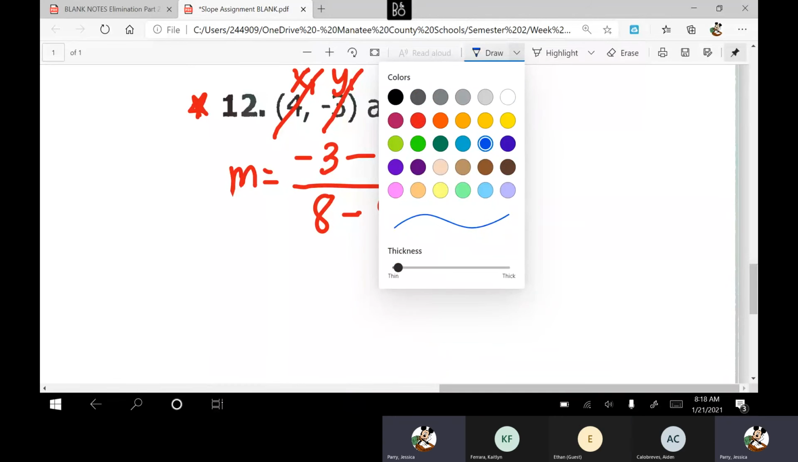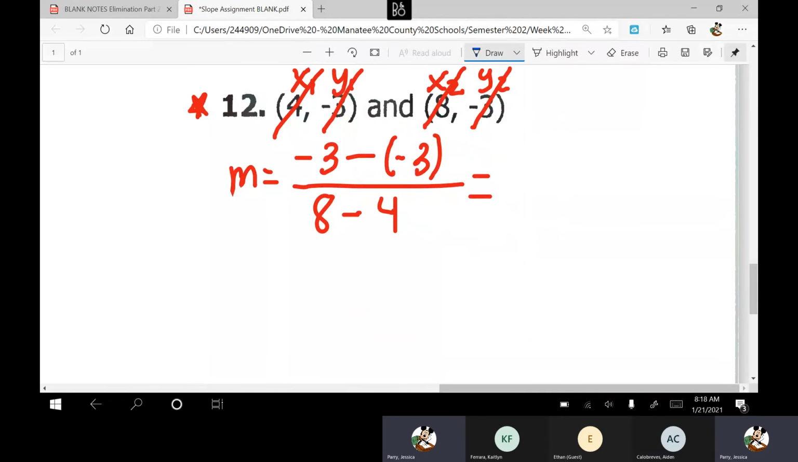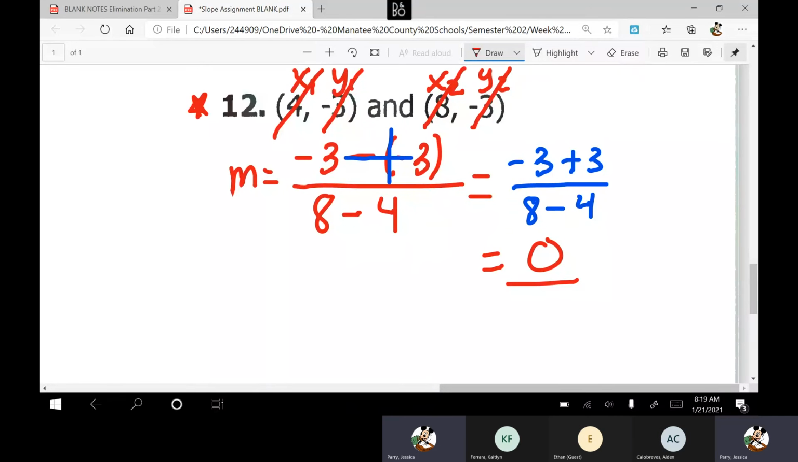Now let's start cleaning up. Let's look up top. We have -3 minus -3. Minus a negative turns into a positive. So I like to do the connect the dots, but if you want to rewrite it, you can. So it would look like this: -3 plus 3 over, and then on bottom, you wouldn't change anything. Isn't -3 plus 3 just 0? Correct. -3 plus 3 is really just 0. So then over, what's 8 minus 4? 4. Perfect. And then what is 0 divided by 4? 0 divided by any number is always 0.